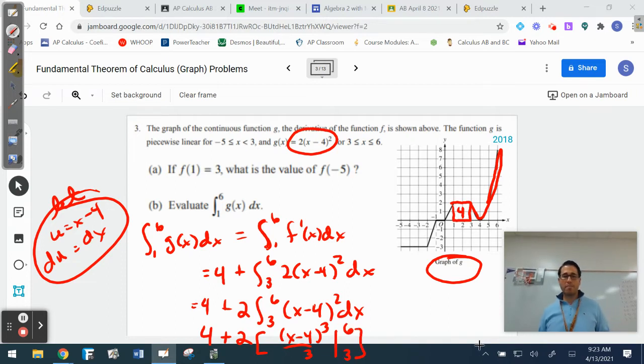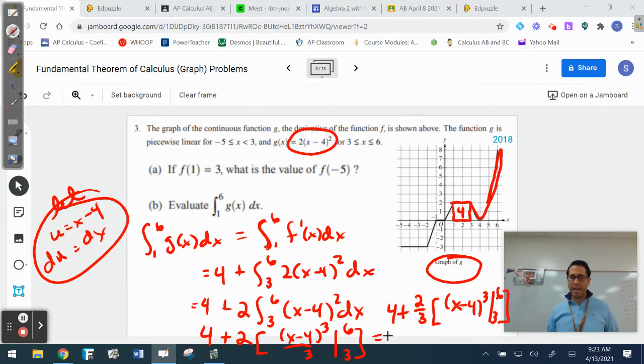So now I just got to do some math. I would bring that 3 out, so I would get 2/3 coming out, and then it's just (x minus 4) to the third. I'm going to evaluate that from 3 to 6. I apologize, writing on my face. If I plug the 6 in there, I get 2 to the third, which is 8. If I plug the 3 in there, I get minus 1 to the third.